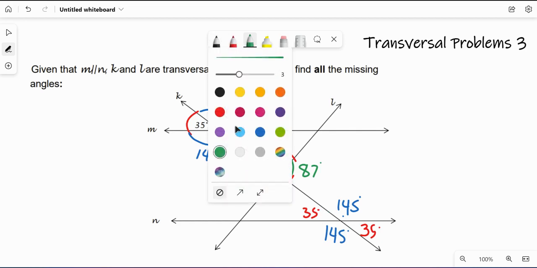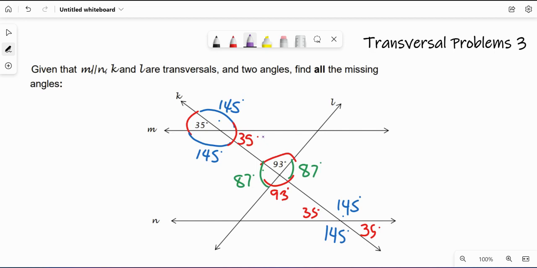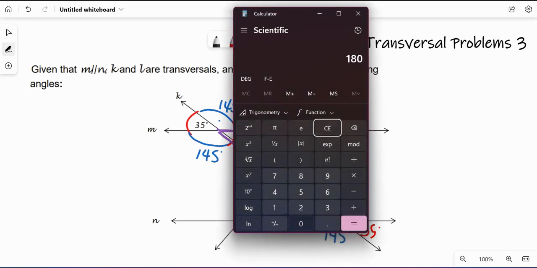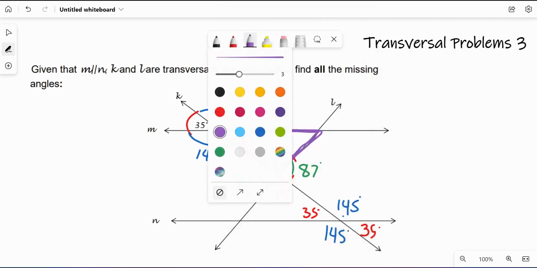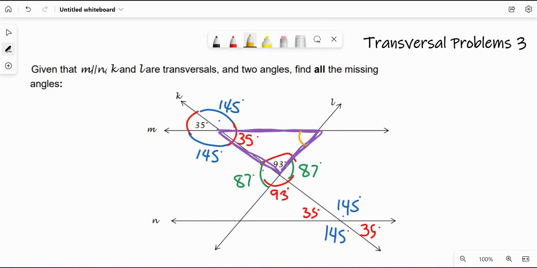Running out of colors here. Let's go purple. Now notice I have a triangle here. Look at that. I have a triangle. So we know there's 180 degrees in the triangle. So I'm going to do 180 minus 93 minus 35. And that is 52 degrees. Look at that. So this angle is going to be 52 degrees. That means this is also going to be 52 degrees.